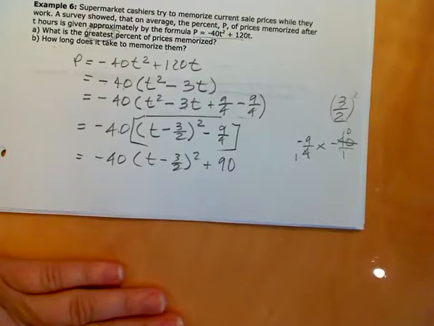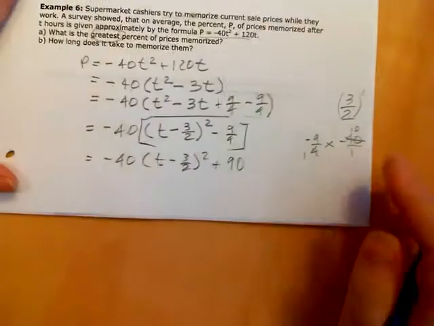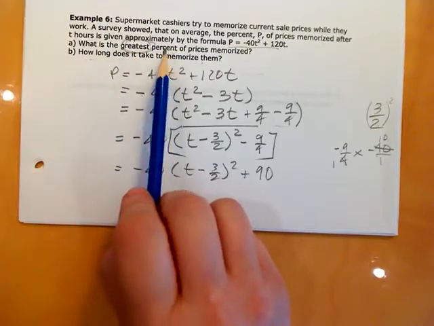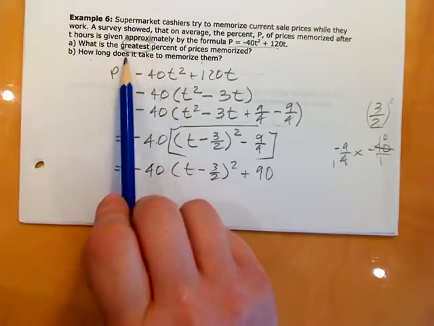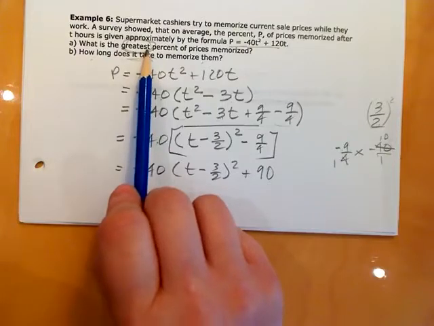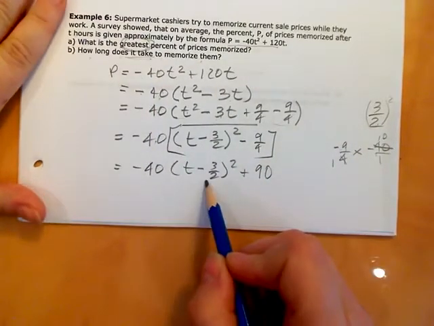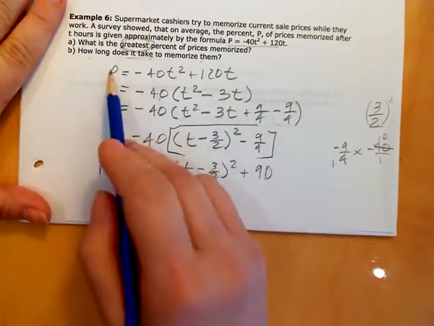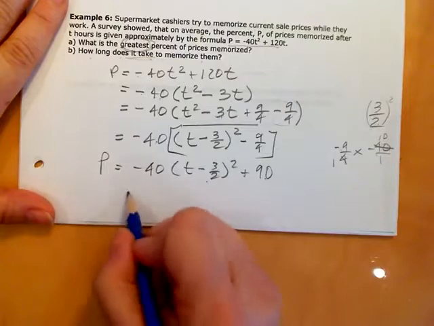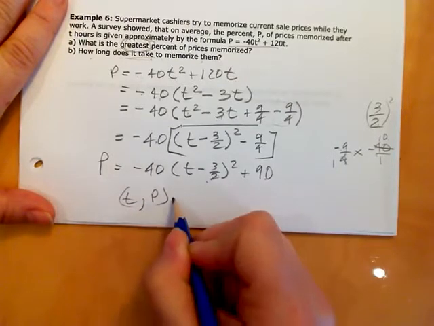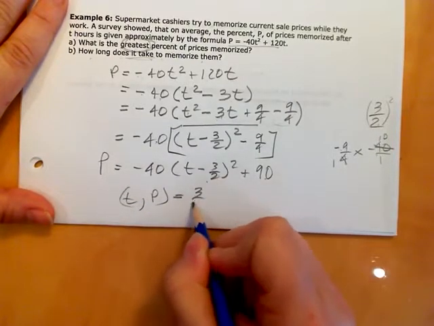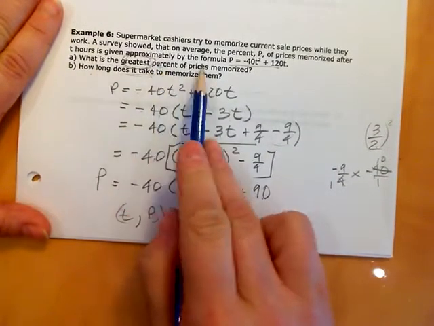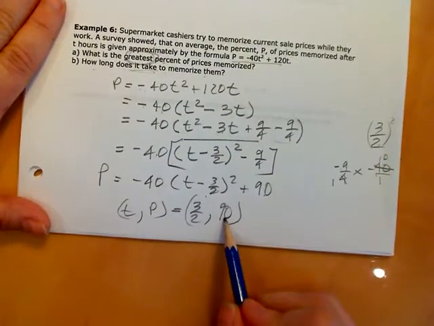So now that we've put this in vertex form, let's read the question again and see what we have to do. What is the greatest percent? So they want to know what P is, and they want to know what the time is to get that P. So they just really want to know the vertex, because T is this and P is this, right? If this is P equals, then the point will be (T, P), and the vertex is (3 over 2, 90). So the greatest percent of prices memorized is 90%.